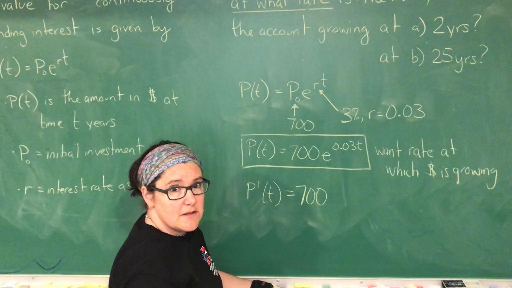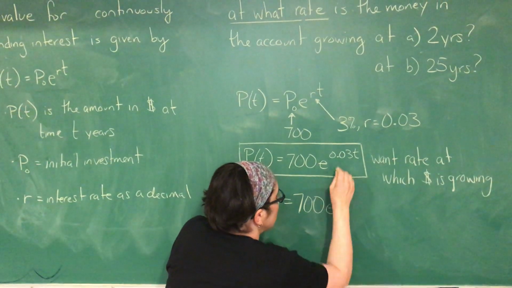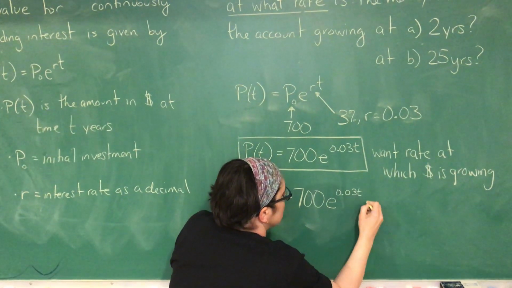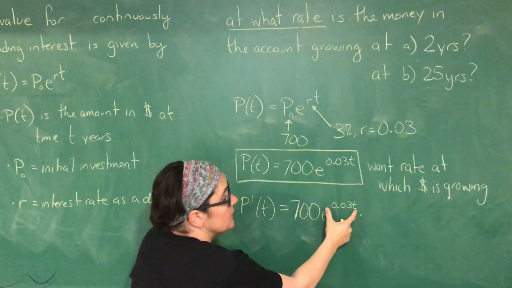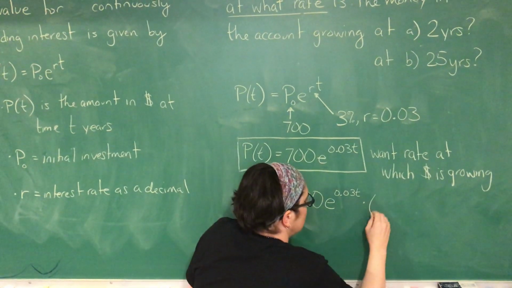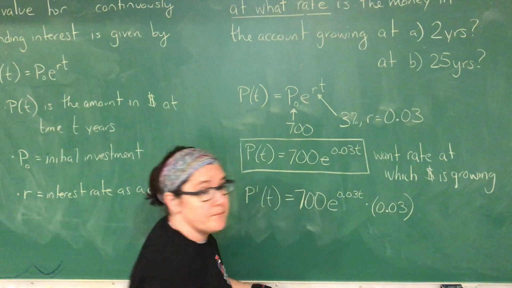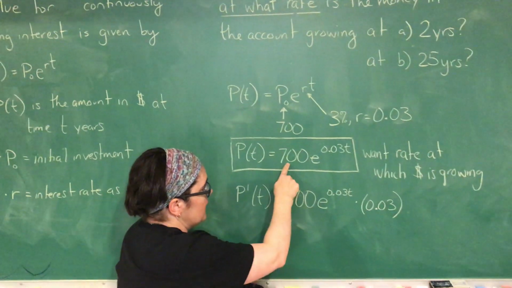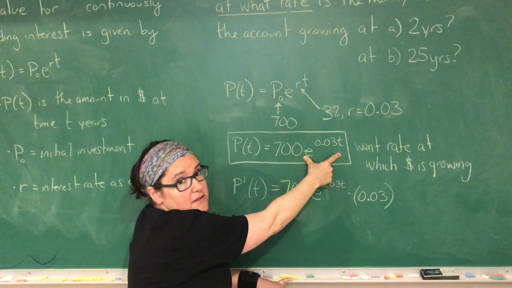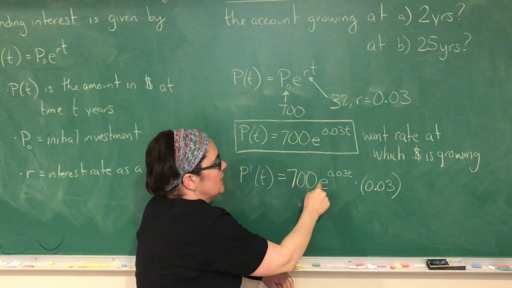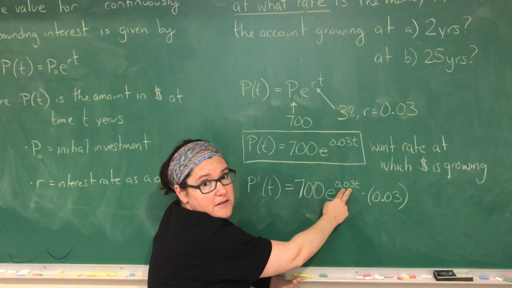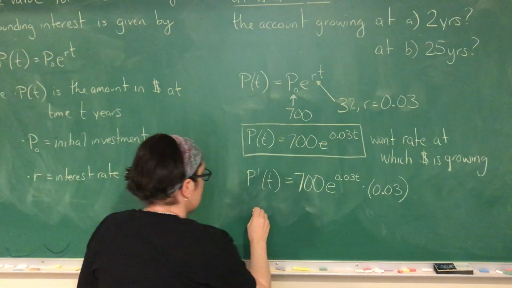So our derivative of e to the fancy stuff is copy down what I have up here, exactly e to the 0.03 t, times the derivative of that fancy stuff. And the derivative of 0.03 t is 0.03. Okay, so I carried along the 700 because it's a number times our function, and then I took the derivative of e to the fancy stuff, which is copy down e to the fancy stuff, and then multiply times the derivative of that fancy stuff. Okay, so that's our derivative.